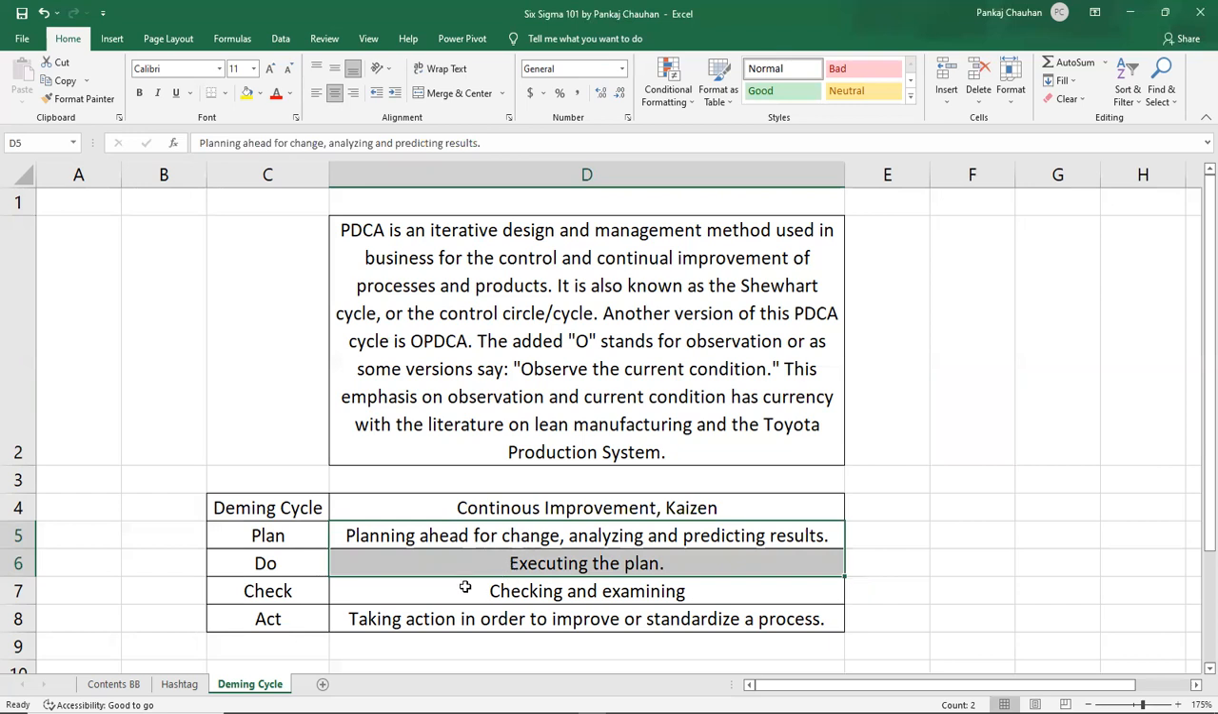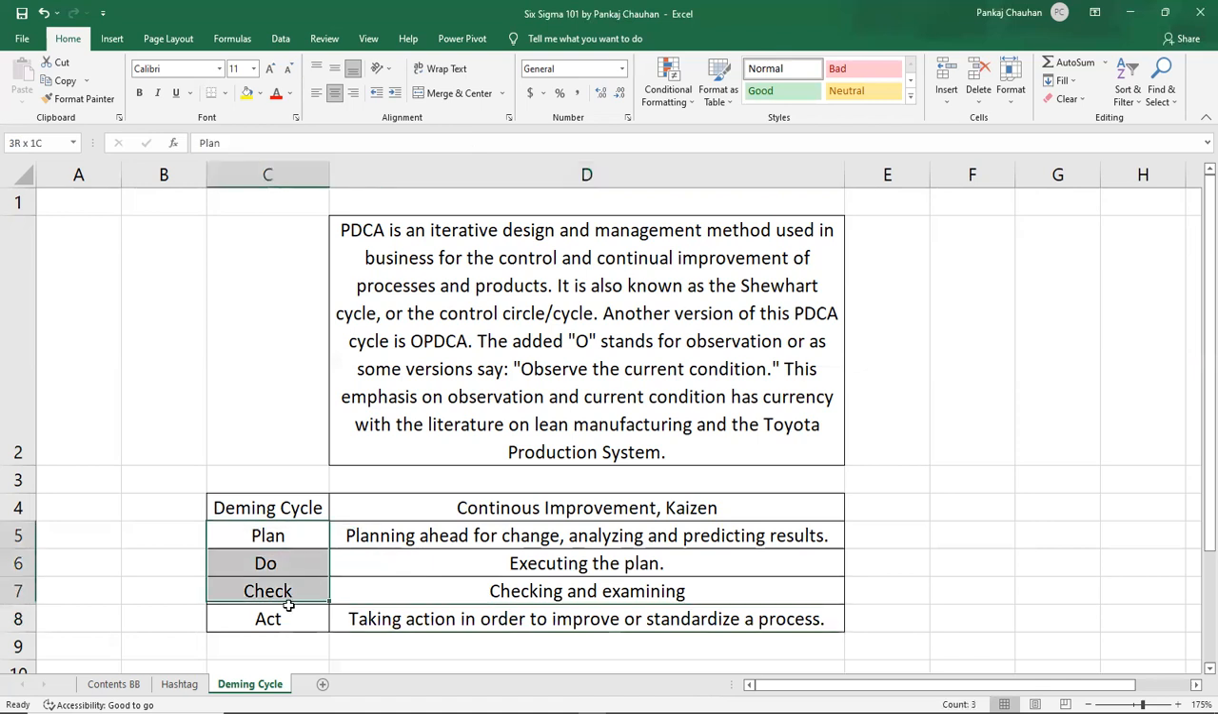Check, examining, is the 3rd stage, which means after executing the plan, are you achieving the success criteria or the result that you planned? After that, once you check, you need to take action. If you achieve the plan, well and good, plan for the next. If you did not achieve the plan, revisit your plan, revisit your root cause, and find out what gap was there because of which you could not achieve it, and take the action accordingly. So Act means taking action in order to improve or standardize the process.